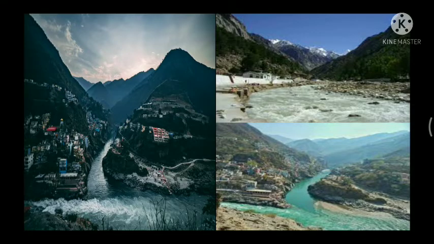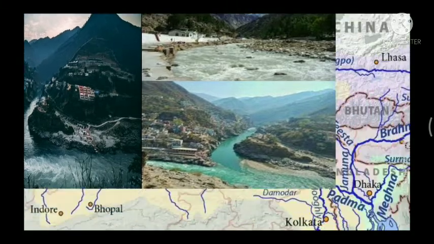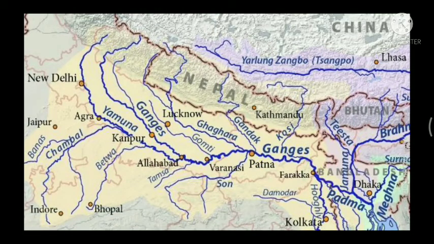Now, if you see here, the Ganga is joined by many tributaries from the Himalayas, a few of them being major rivers such as the Yamuna, Ghagra, Gandak, and the Koshi. Now, if you see the river Yamuna, it rises from the Yamunotri glacier in the Himalayas, flows parallel to the Ganga, and as a right bank tributary meets the Ganga at Allahabad.